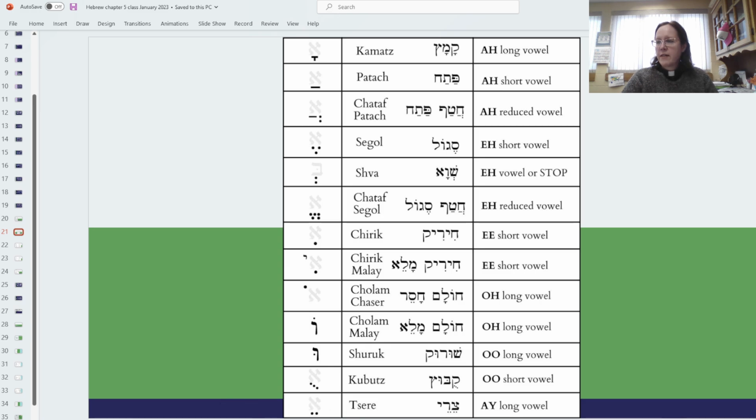Then the last one we have is two dots. It's called a tsere, and it's an A sound, a tsere. And you can almost hear the sounds of the vowels in the words themselves. So just a heads up.